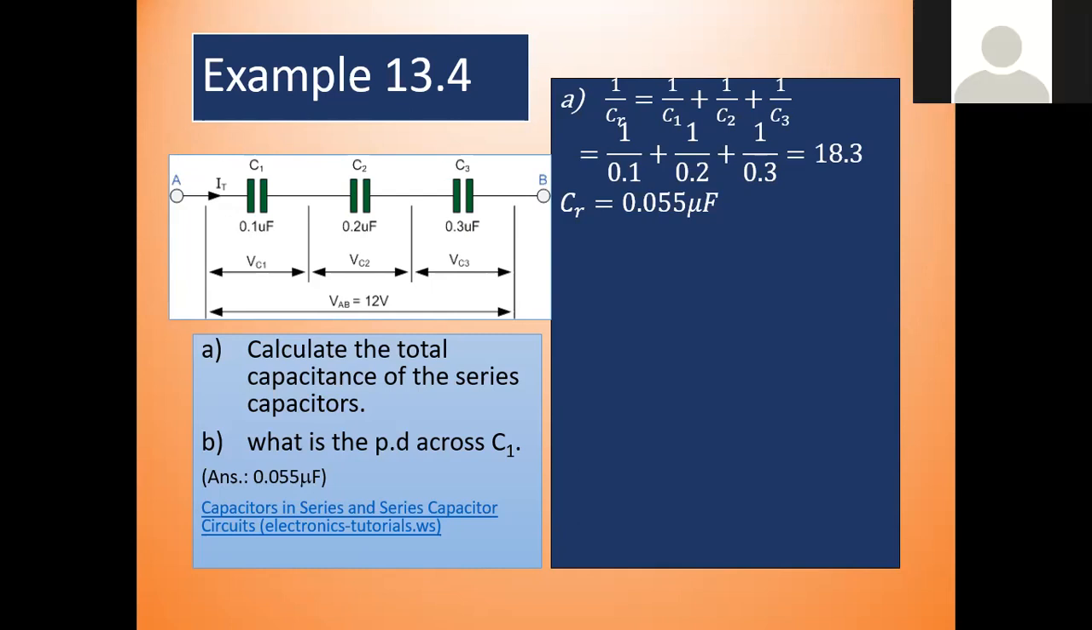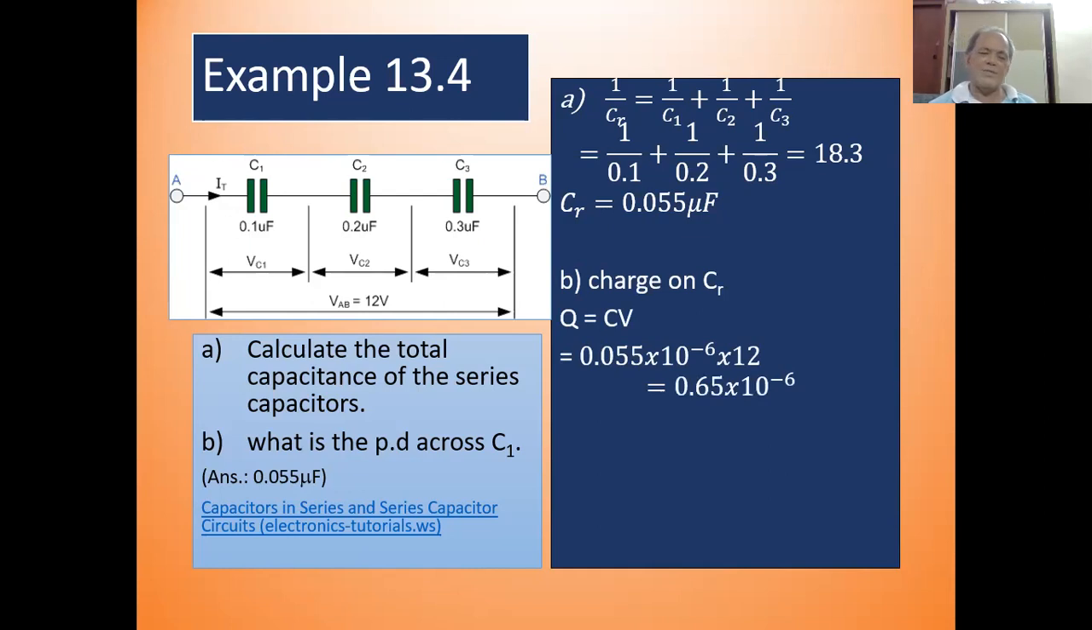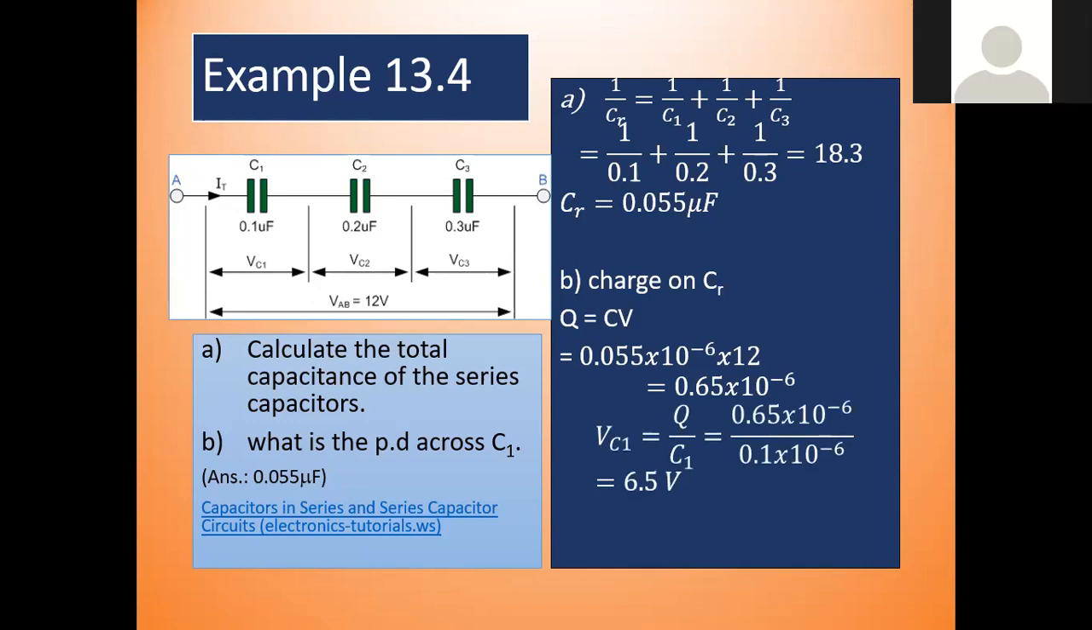So total is 0.055 divided by 12. Why times 12? They want PD, not Q. You have to find Q first, the Q in the resultant capacitor. Then after that, you find your V1. Find your Q first from the resultant. Okay with that?